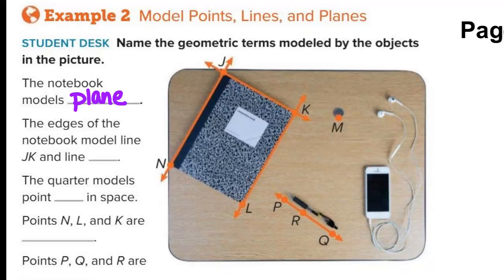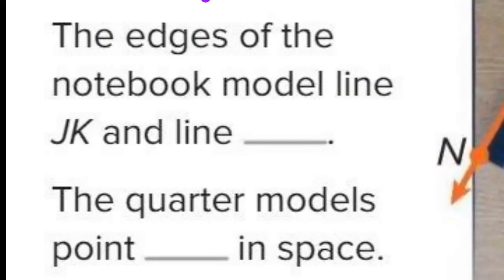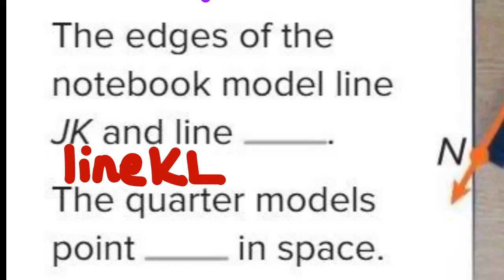For the next question, your book actually has a little bit more than mine does. I pulled this off of the online workbook that's supposed to be exactly the same as yours, but mine only has line JK and then it has a blank. Yours has another one written in there. Line KL. So we have line JK, that's this line right here. We have line KL, that's this line right here. That's if I just look at the edges of the notebook.